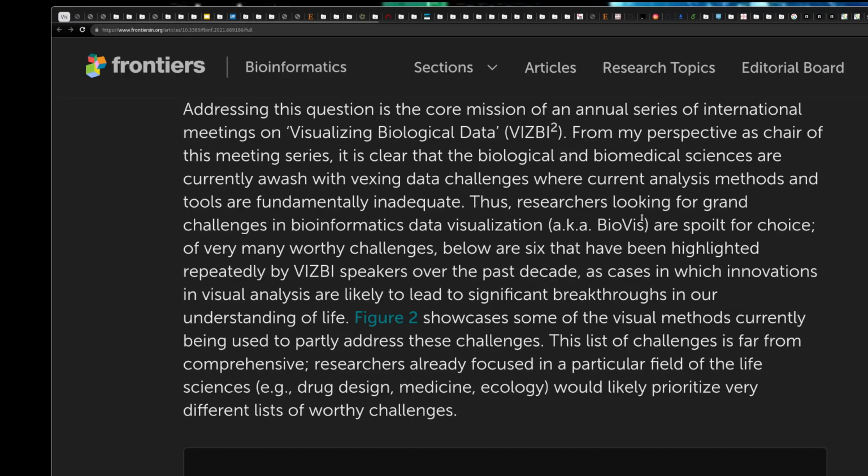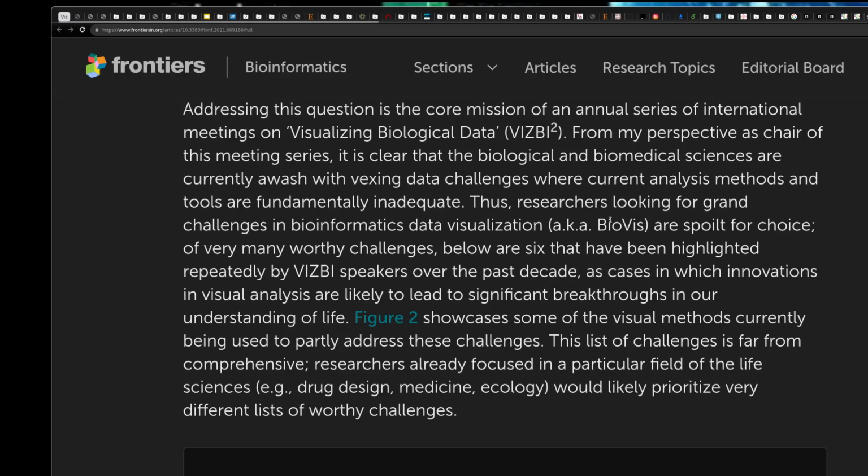Of very many worthy challenges, below are 6 that have been highlighted repeatedly by VISB speakers over the past decade, as cases in which innovations in visual analysis are likely to lead to significant breakthroughs in our understanding of life. Figure 2 showcases some of the visual methods currently being used to partly address these challenges. This list of challenges is far from comprehensive.